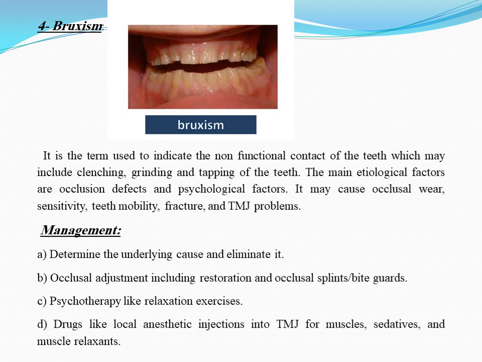How can we manage the bruxism? The management is started by: number 1, determine the underlying cause and eliminate it. Number 2, occlusal adjustment, including restoration and occlusal splints or bite guards. Number 3, psychotherapy like relaxation exercises. Number 4, drugs like local anesthesia injection to the temporomandibular joint or muscle, and sedatives and muscle relaxants.